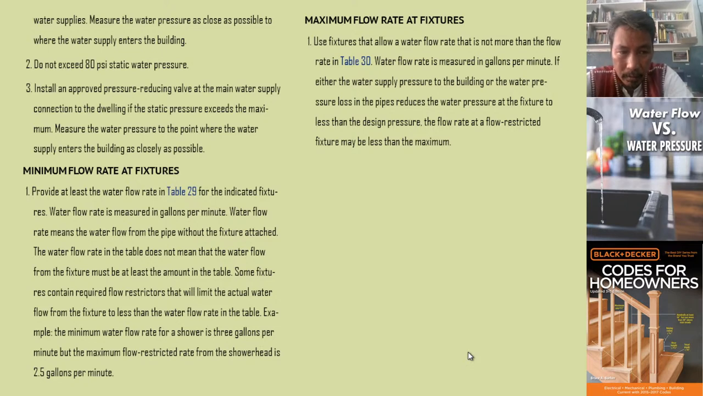So water flow rate in the table does mean that the water flow from the fixture must be at least the amount in the table. Some fixtures contain required flow restrictors that will limit the actual water flow from the fixture to less than the water flow rate in the table. Example, the minimum water flow rate for a shower is 3 gallons per minute. Take note of that. You can actually memorize that. 3 gallons per minute.